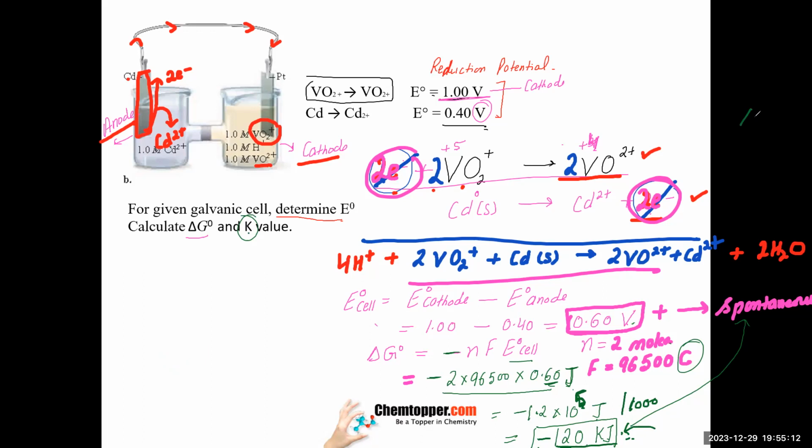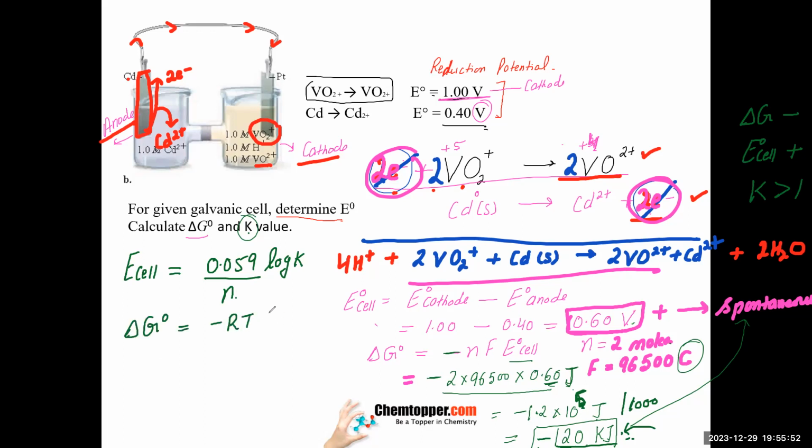Get the value of K. Now, delta G negative, E naught cell positive. So K will be greater than 1. When you calculate K, you will see K will be greater than 1. There are two ways of calculating K. One is E cell is equal to 0.059 log K over n. This equation will be given to you.